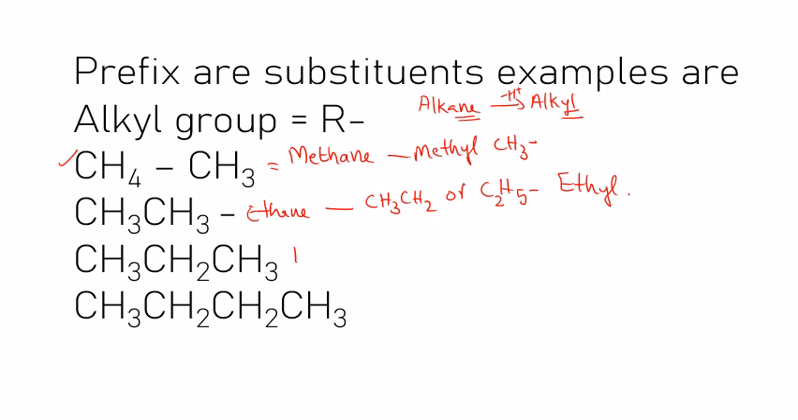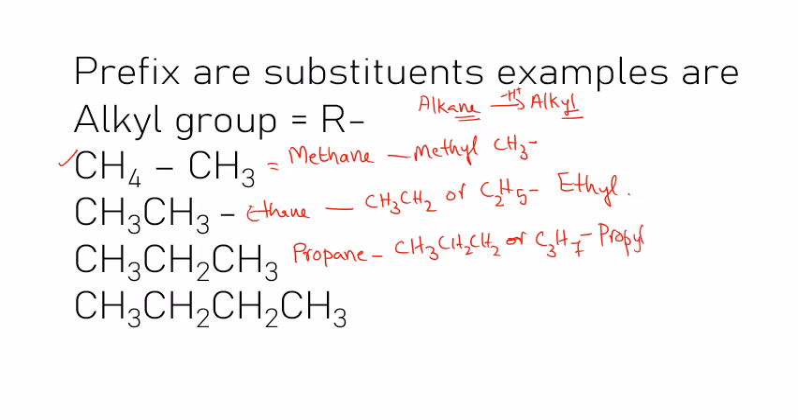Now in this case, let's name it first. This one has 3 carbons, so propane. From propane, we are going to remove one hydrogen: CH3CH2CH2. Or we can write C3, and I have 3 plus 2 is 5, plus 2 is 7 hydrogens. So we will call it propyl.